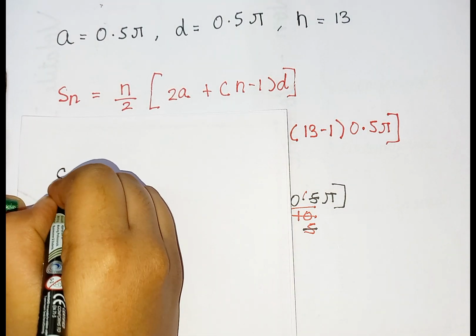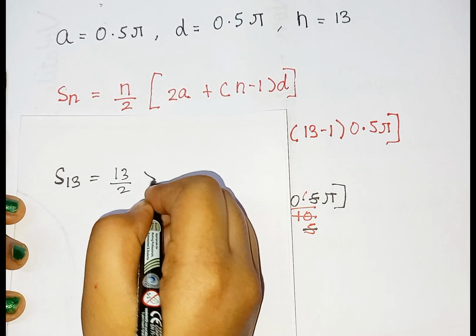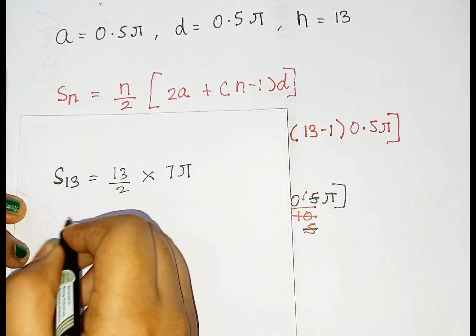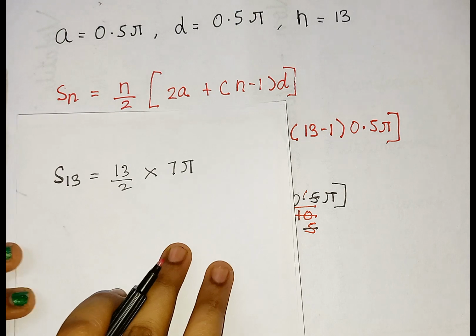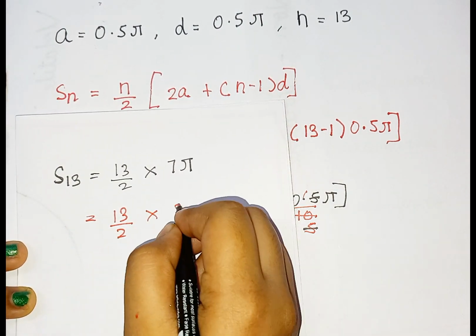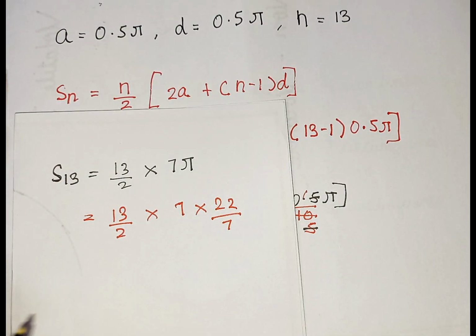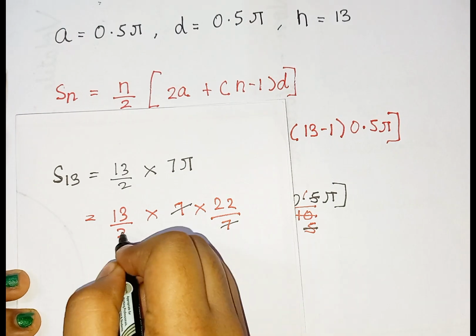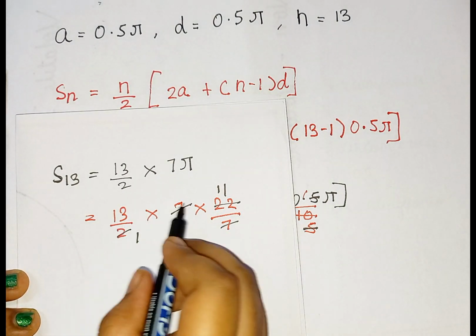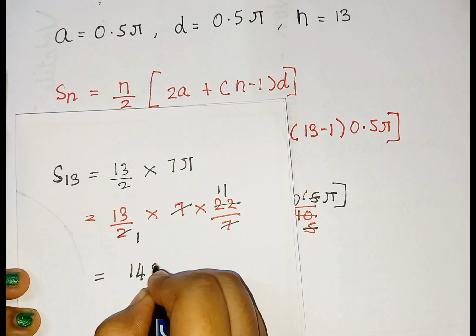S13 is equal to 13 by 2. Instead of bracket, I'll write into 7 pi, isn't it? Here I'm going to substitute the pi value. So it is equal to 13 by 2 into 7 into 22 by 7, that is the pi value. Now I can cancel 7, 7 and 1 2 is 2, 1 2 is 2, 1 2 is 2. Now I have 13 into 11. So 13 into 11 is 143.